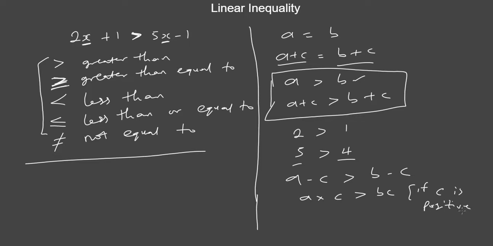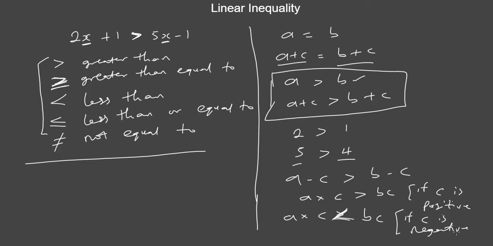But if C is negative, if you multiply both sides by a negative number, the rule states that you are going to change the sign from greater than to less than, and if it is less than, you change it to greater than. So this is what happens if C is negative.